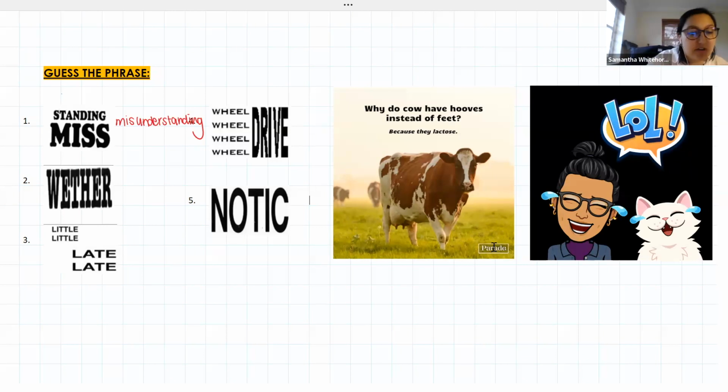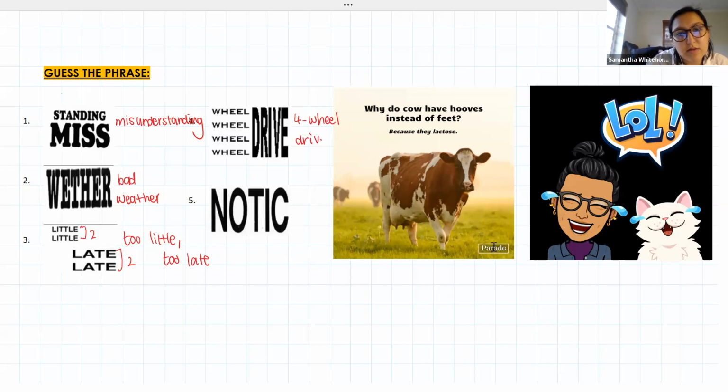Okay, let's see. So you guys are on the right track with weather because it's spelt incorrectly. It's a bad spelling. So this is bad weather. Number 3, there's too littles and too late. So this is too little, too late. Some of you got 4. This is 4-wheel drive because there's 4 wheels. And then the 5, a lot of you got notice, but it's missing an E, so it's shorter letter. So this is short notice. And those are your 5 phrases. But very nice. We were on the right track. Well done. Guys did well there.